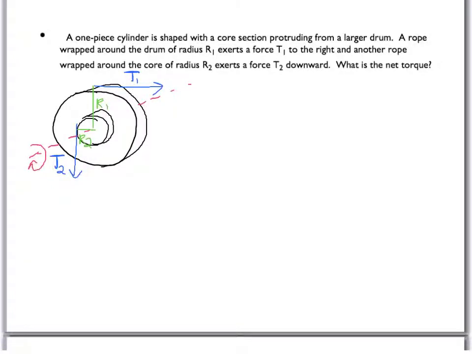Let's try an example of a torque problem. Here we have a one-piece cylinder that is shaped with a core section protruding from a larger drum. You have a rope that's wrapped around the drum of radius R1 and exerts a force T1 to the right. Another rope wrapped around the core of the drum has a radius of R2 and has a force exerted as T2 in a downward direction.